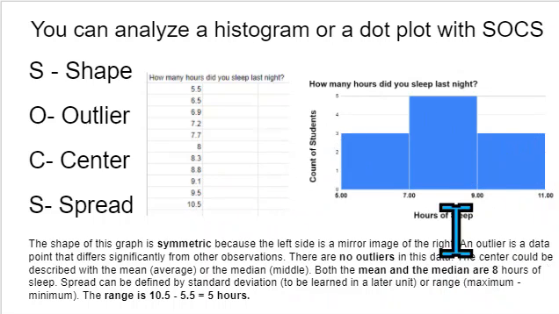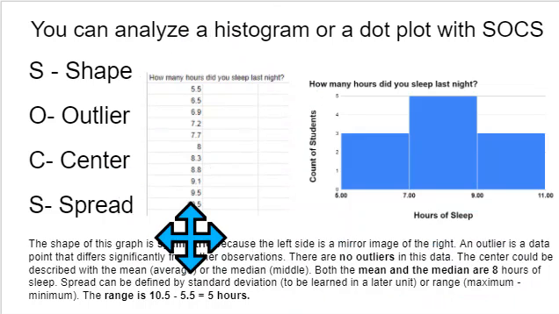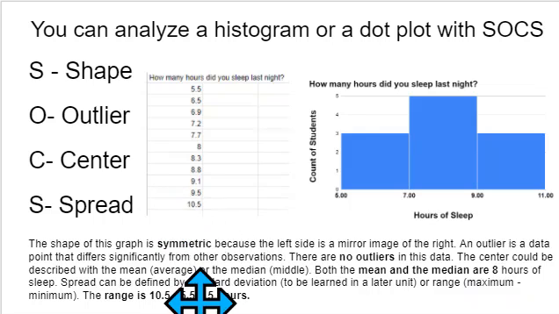The center could be described with the mean, which is the average, or the median, which is the middle. Both the mean and the median are 8 hours for this data set. Spread can be defined by standard deviation, which is going to be learned in a later unit, or range, which is the maximum value minus the minimum. For this data set, the range is 10.5, our biggest value, minus 5.5, our smallest value, which is 5 hours.